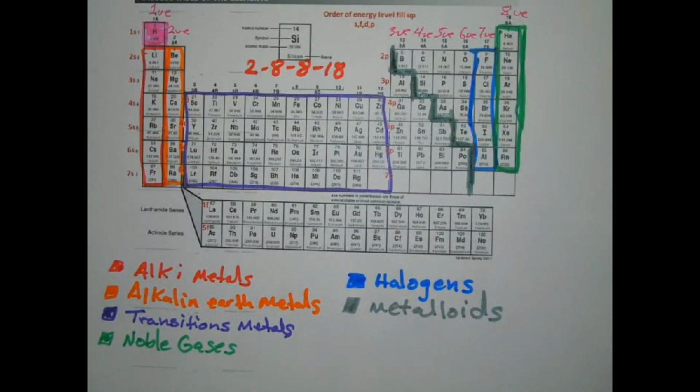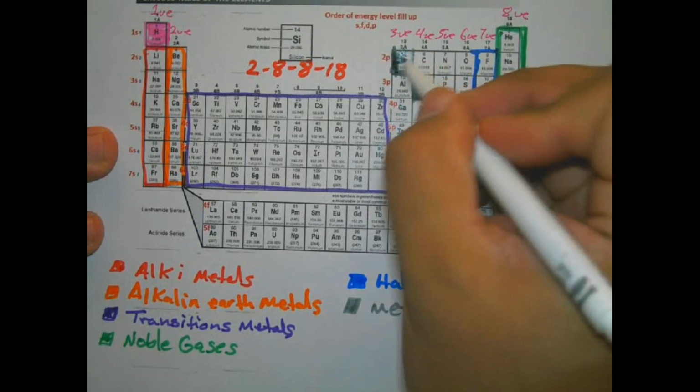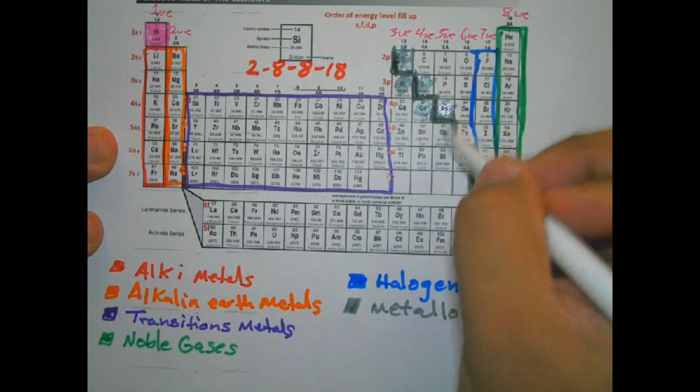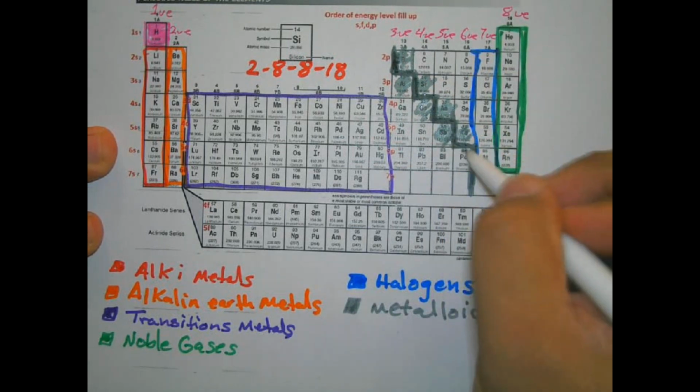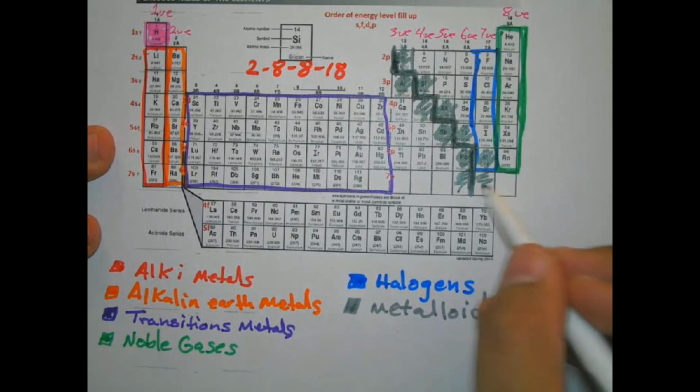Now the zigzag line does a lot. It tells us who the metalloids are. The metalloids are really all the elements that touch. All the elements that touch the zigzag line are what we call metalloids. Okay? All the elements that touch the zigzag line are what we call the metalloids.